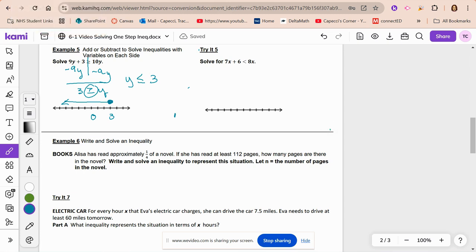Okay, we're going to keep going. Bring my 7x to the other side. And I have 6 is less than x, or x is greater than 6. So I have a 0 here, 6 somewhere there. I have an open circle to the right.